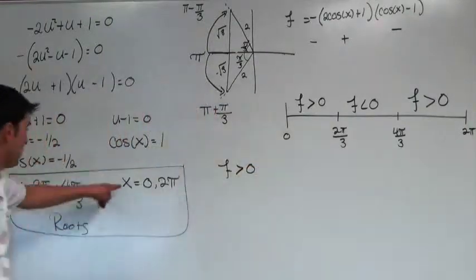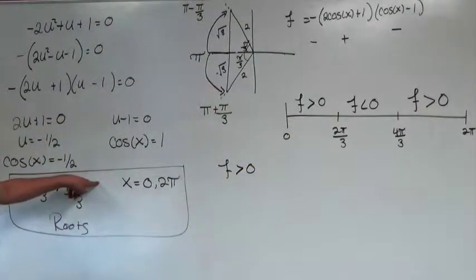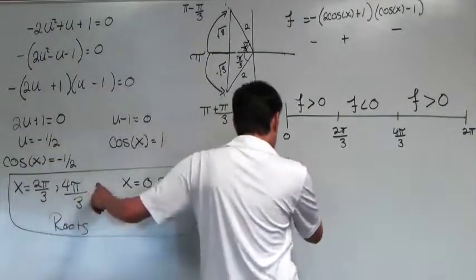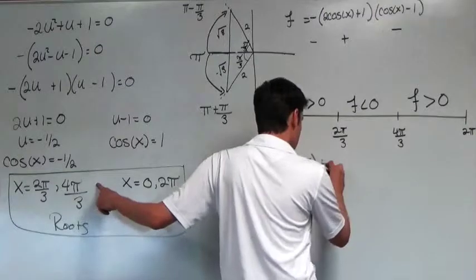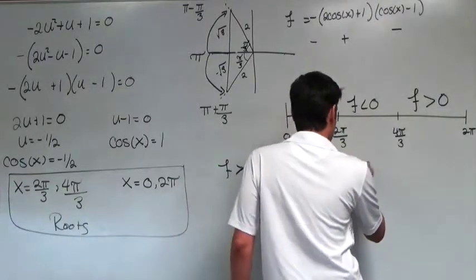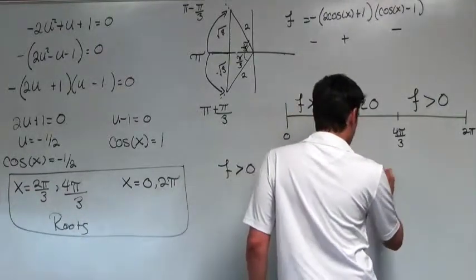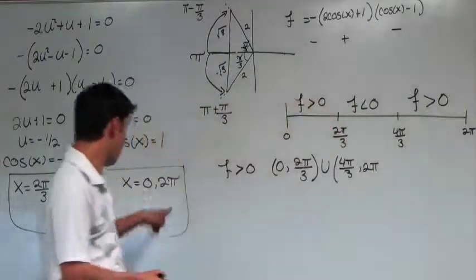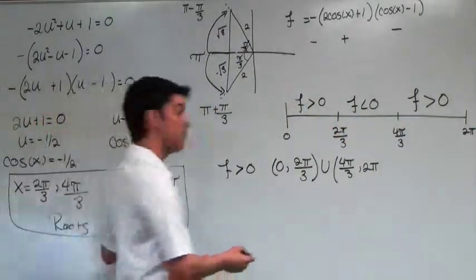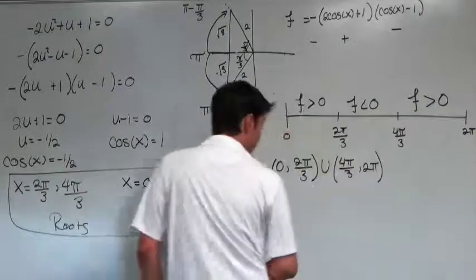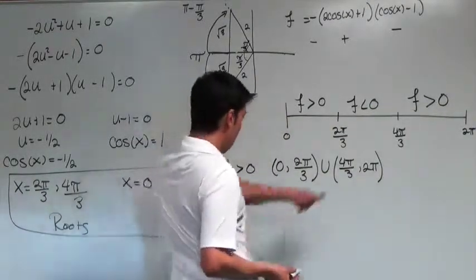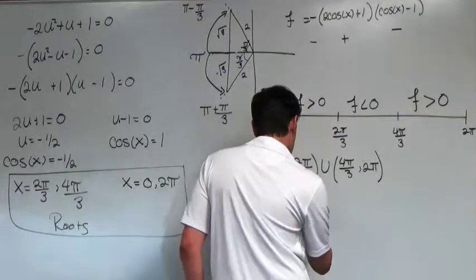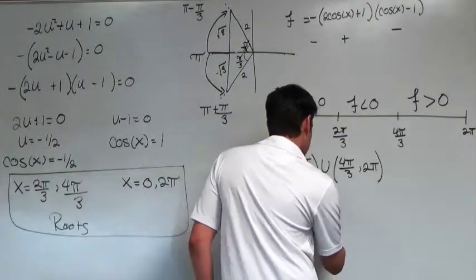Don't include 0 because that was one of our roots. So 0 not included, up to 2 pi over 3, union 4 pi over 3 to 2 pi, and again, don't include 2 pi because our function is 0 there. And f is less than 0 in the middle, from 2 pi over 3 to 4 pi over 3.